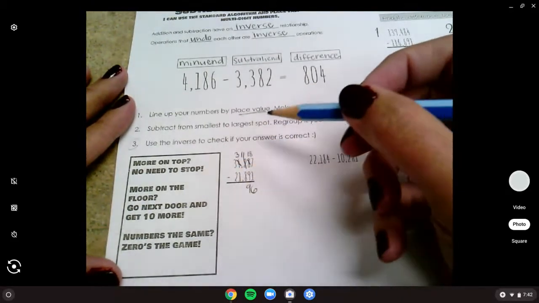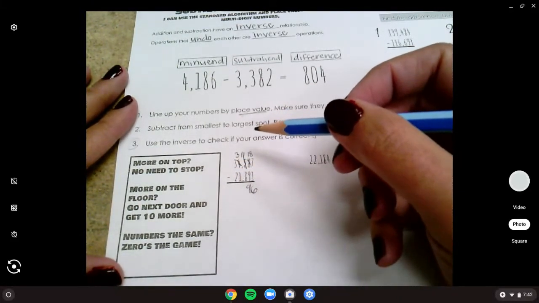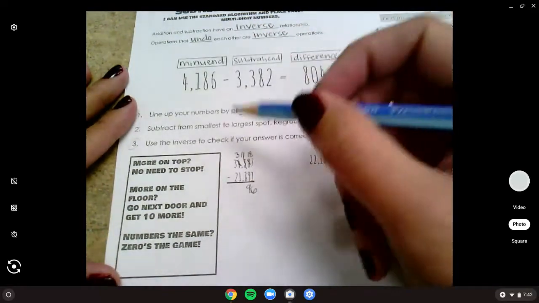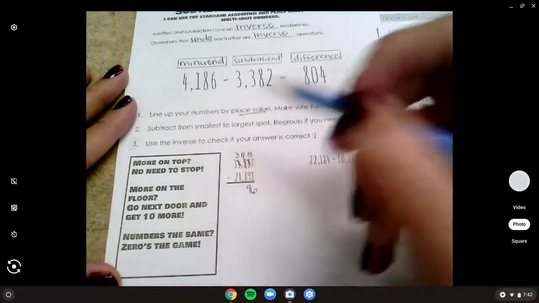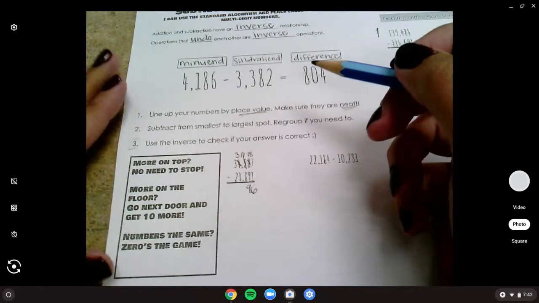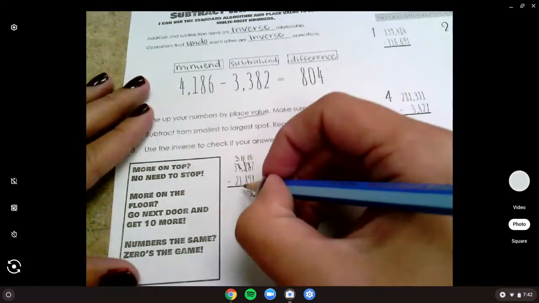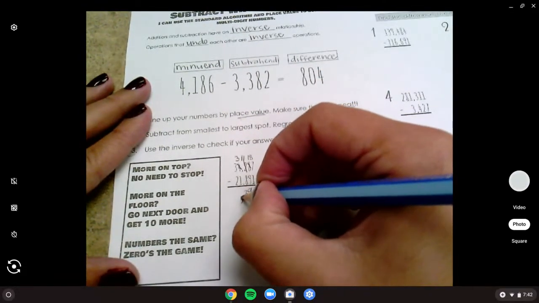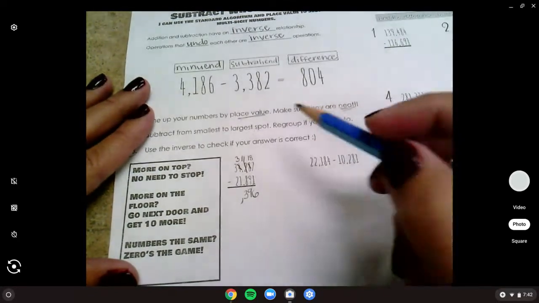11 minus 8. Sometimes for subtraction, because I know it's the inverse, I'm going to do addition. I'm going to count up from 8 until I get to 11. 8, 9, 10, 11. Oh, 3. And then my comma, because I know my next spot will be my thousands.